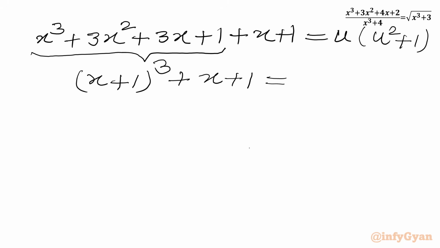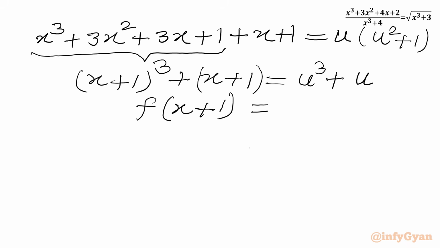And in RHS, if I will expand, I will get u times u square plus u times 1, so it would be u cube plus u in RHS. In LHS, it is x plus 1 whole cube plus x plus 1. Let us say this is f of x plus 1. And in RHS, it is f of u. Both functions are monotonic increasing function or strictly increasing function. Simply by comparing, we can write x plus 1 must be equal to u.